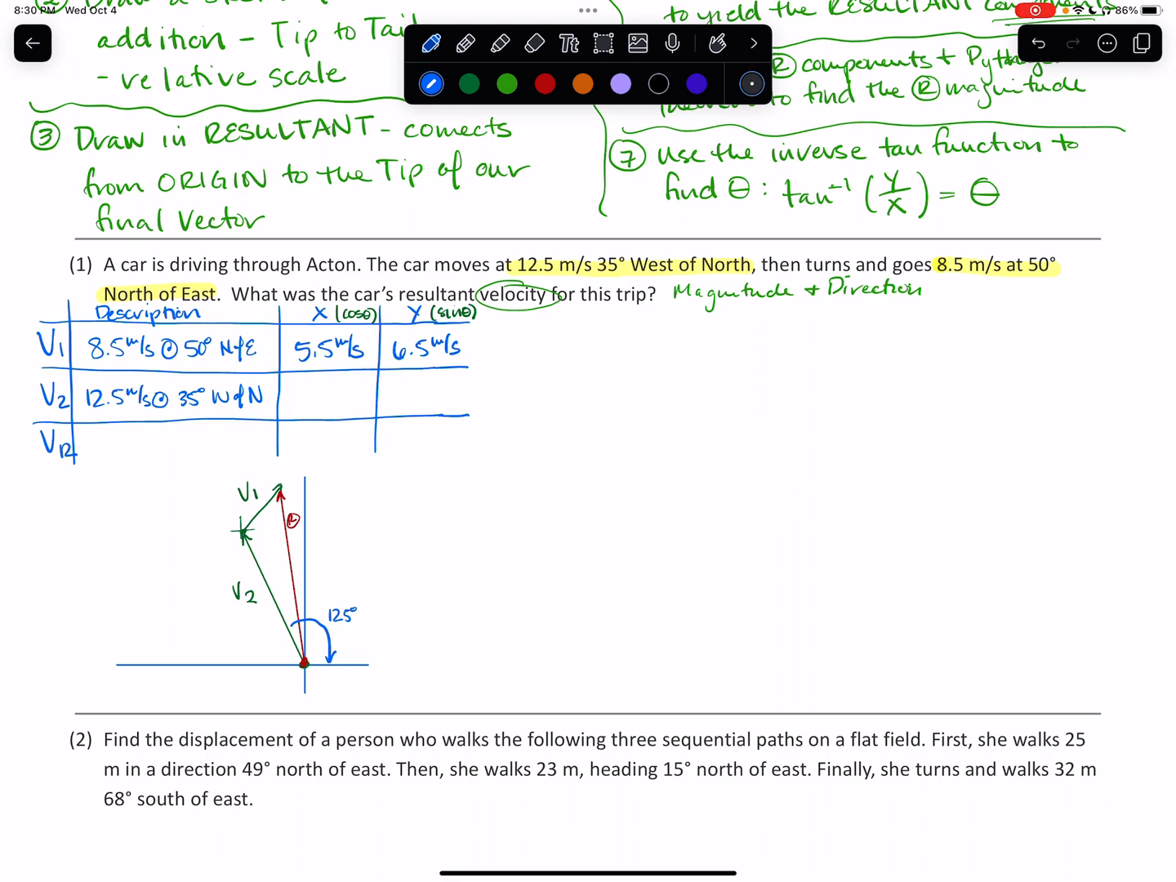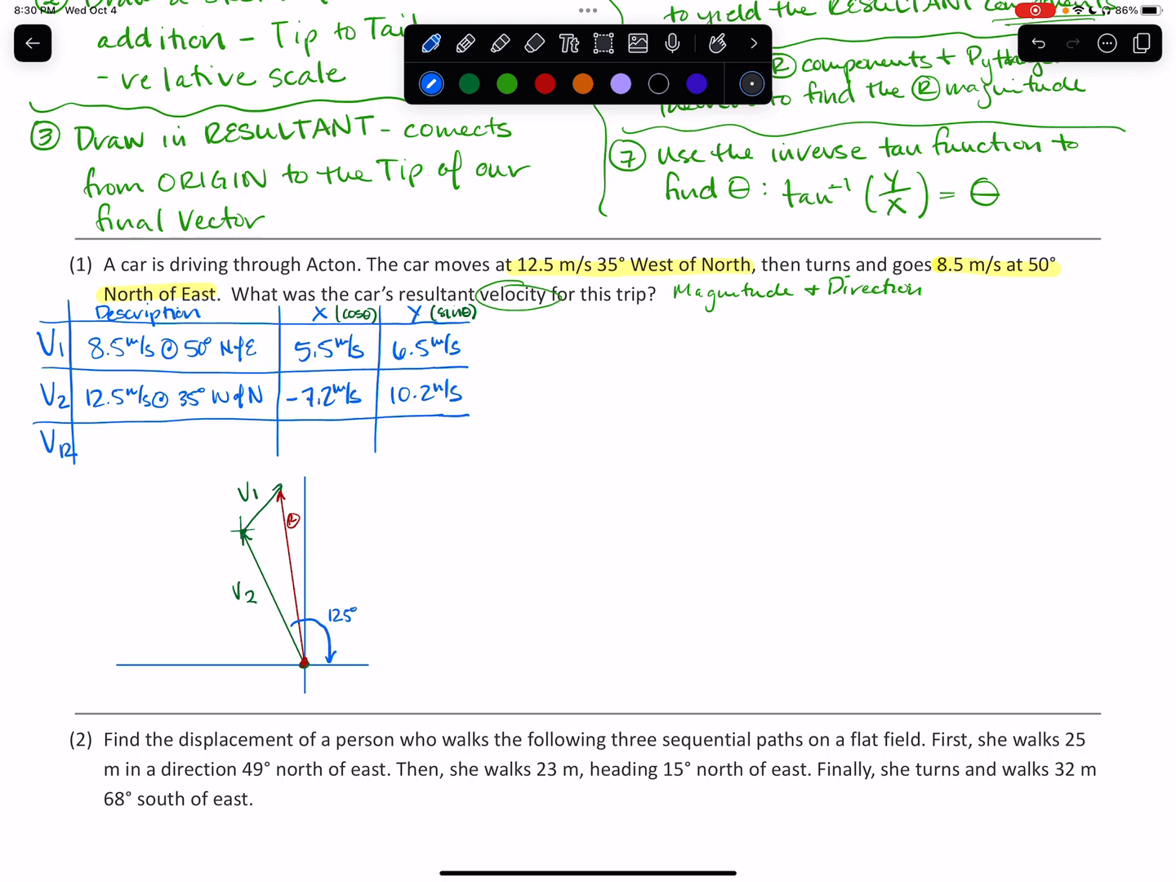So we plug in 12.5 times the cosine of 125 and you get negative 7.2 meters per second. If you plug in 12.5 times the sine of 125, then you get 10.2 meters per second. So there are components for each of our vectors that we're working with. Now we've got our resultant.